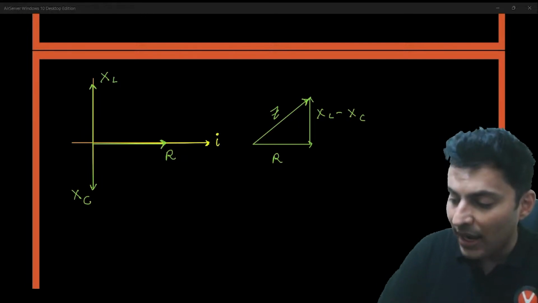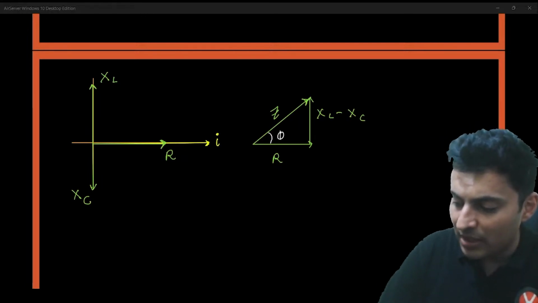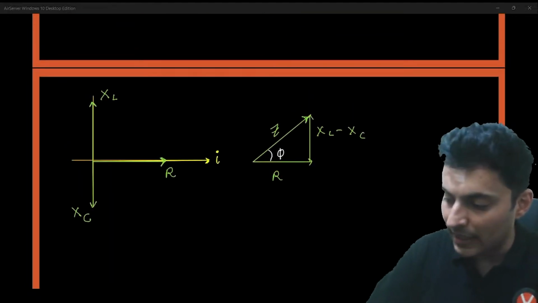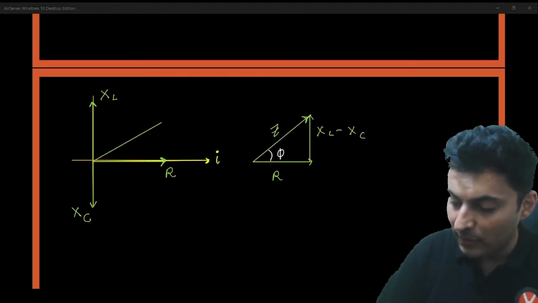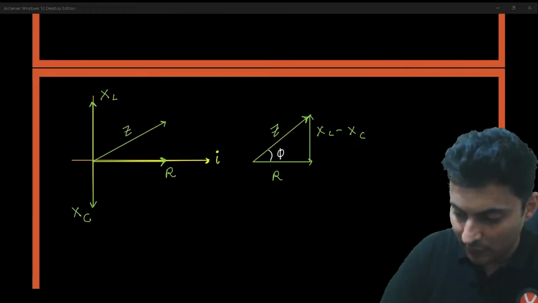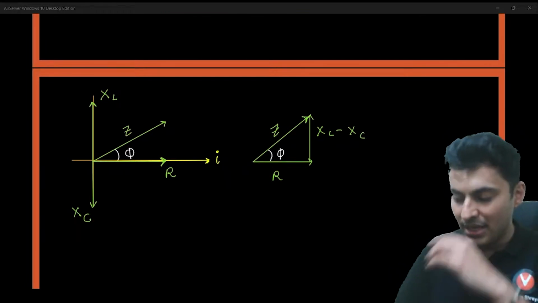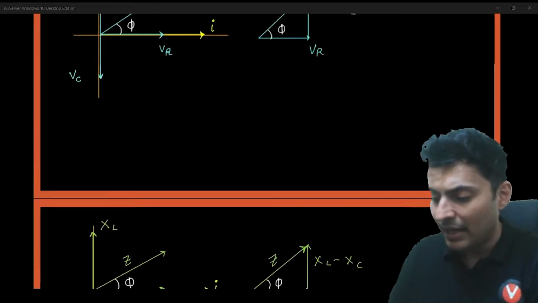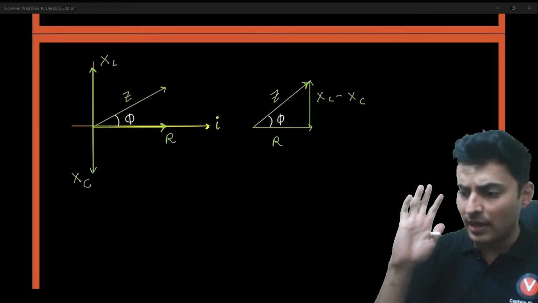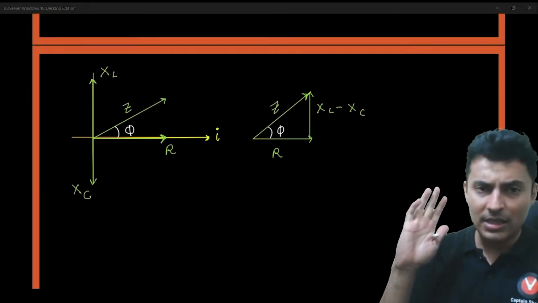And the same angle will be there over here also and here also. Keep this in mind. So impedance will be right over here. This is your impedance. Perfect. So these are the major phasor diagrams for an LCR AC circuit. Are these phasor diagrams clear?